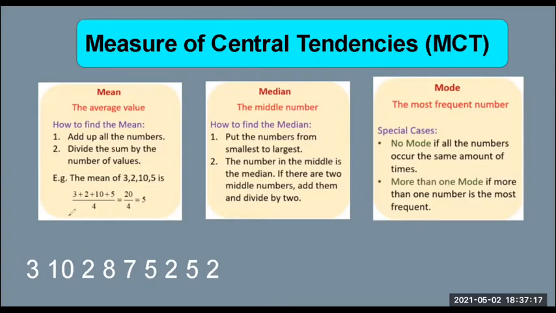Let's add the numbers. 3 plus 10 plus 2 plus 8 plus 7 plus 5 plus 2 plus 5 plus 2, and we will be having 44. 44 will be divided by 9, and we will have 4.89. So this will be our mean.